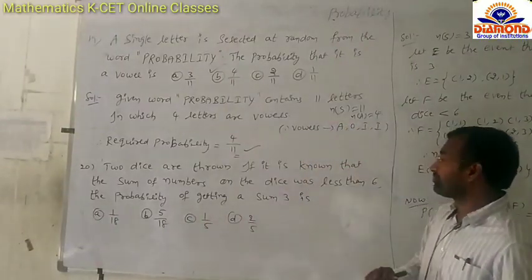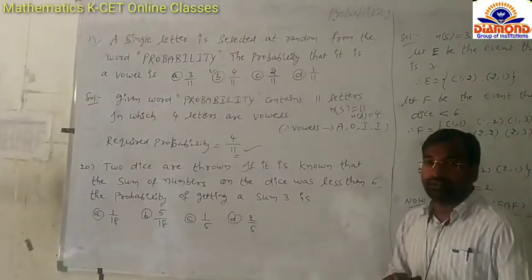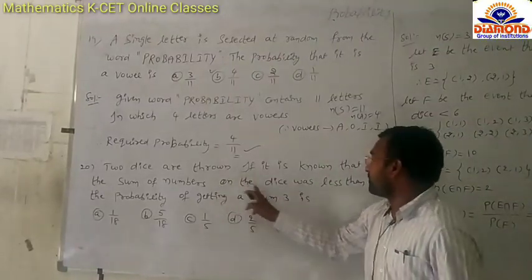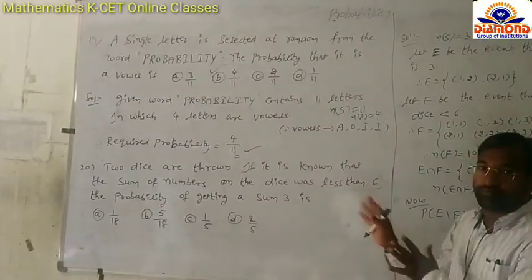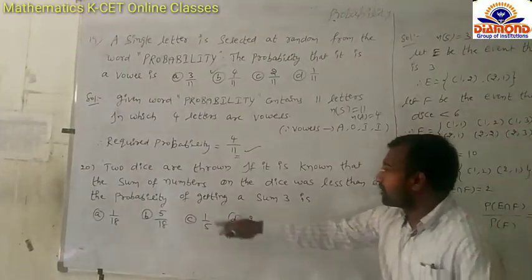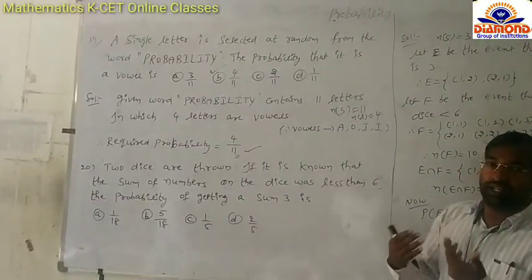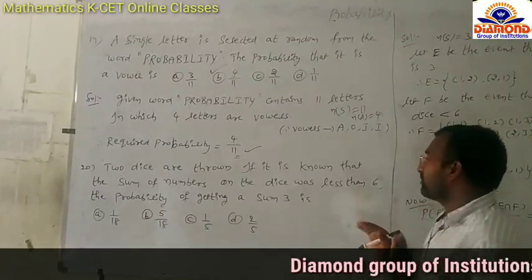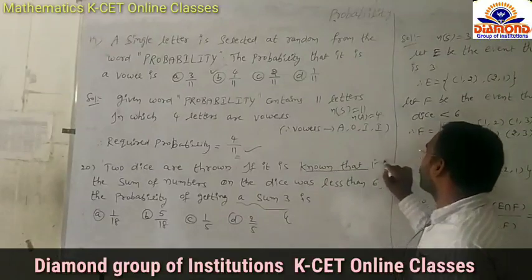This problem is based on conditional probability, because it is known that the sum of the numbers on the dice was less than 6, so that event has already happened. After that, we find the probability of getting a sum of 3. The event we are finding we take as E, and the already completed event we take as F.